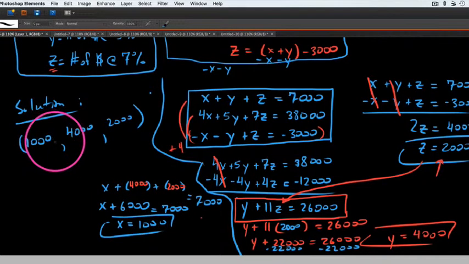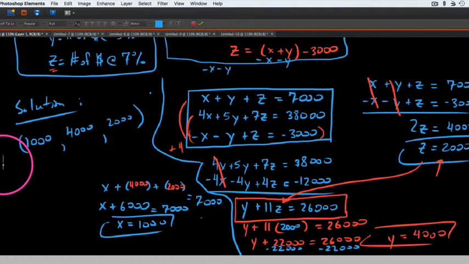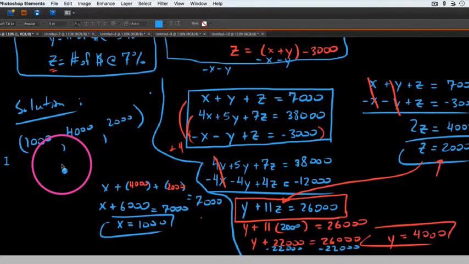And so in terms of the context of our problem, what could we interpret this as being the truth here, or what did we decide about this investment? And so the question was, how much did we invest at each rate? And so we would say that we invested $1,000.